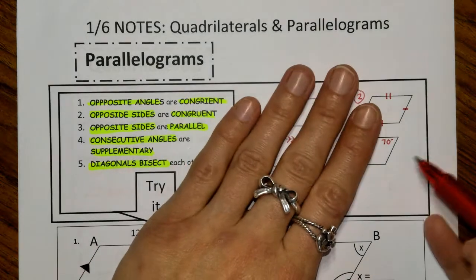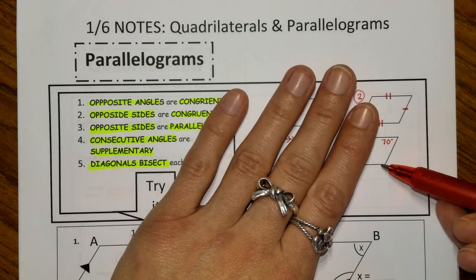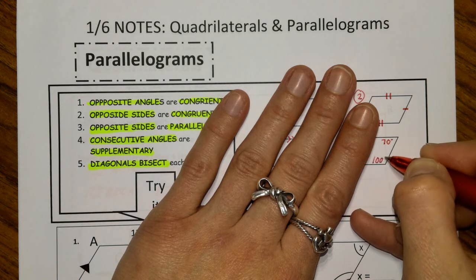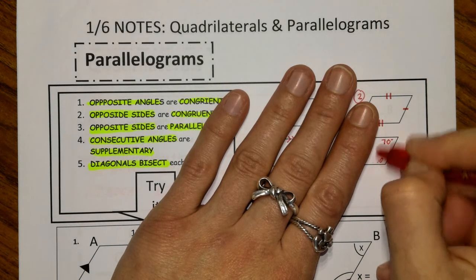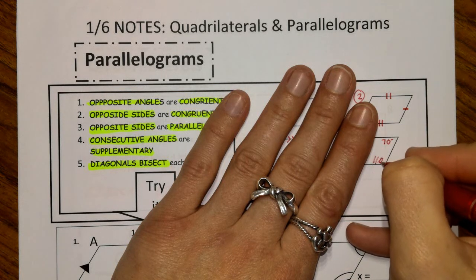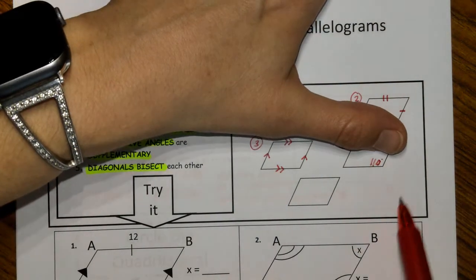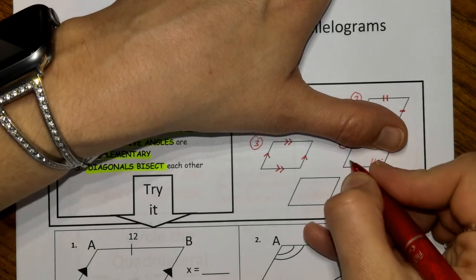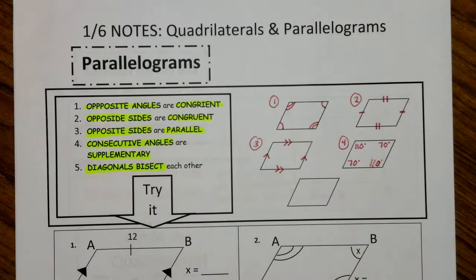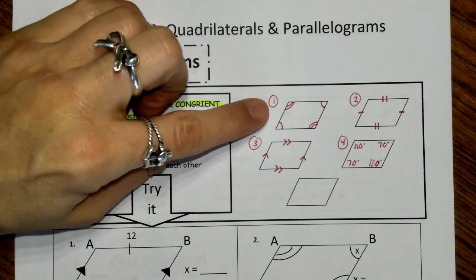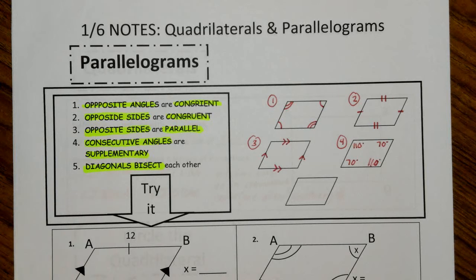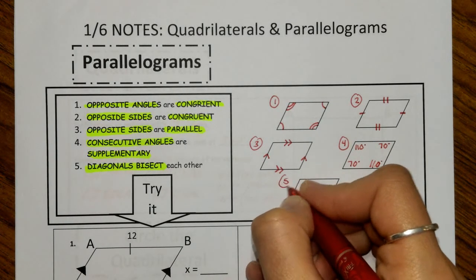So even if you look at it this way, the top right and the bottom right, if the top right is 70, to get to 180, that bottom right has to be 110 degrees. And again, looking at the bottom here, if we have 110 on this bottom right, the consecutive next angle in line has to be 70 degrees. And then you'll also notice here with this that we're seeing number 1, opposite angles being congruent. Okay? Lastly, 5. The diagonals will bisect each other.